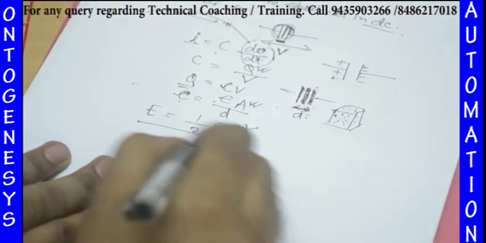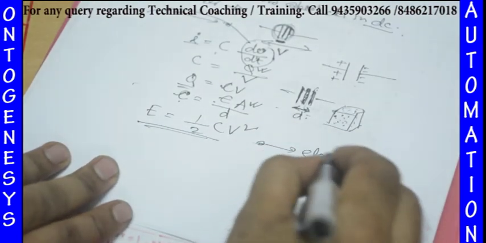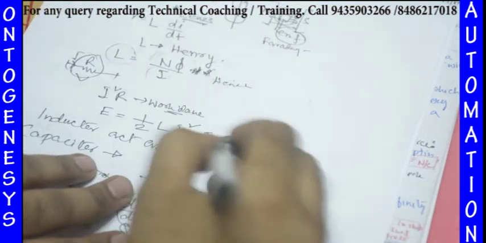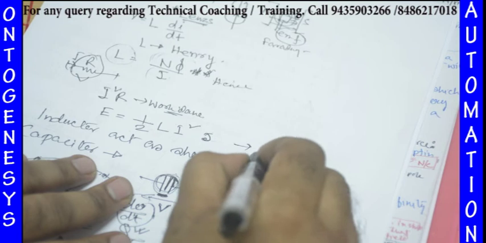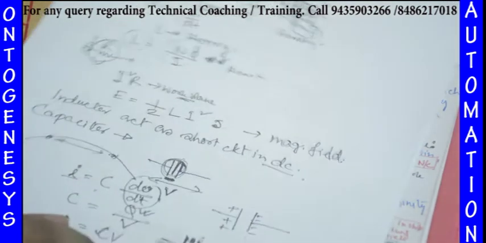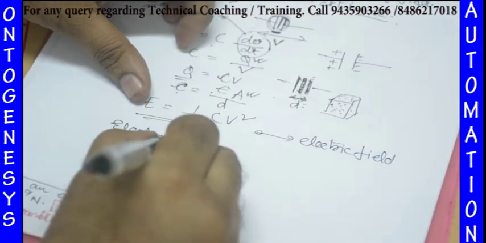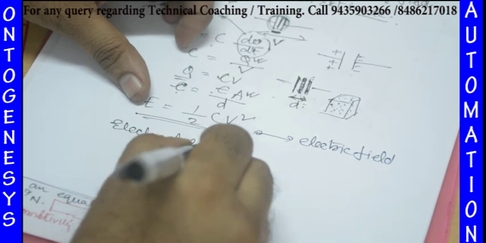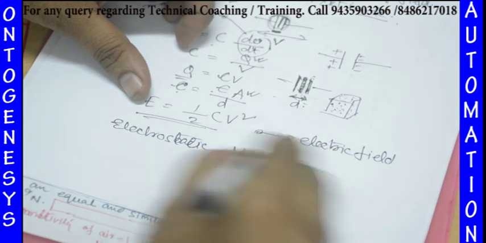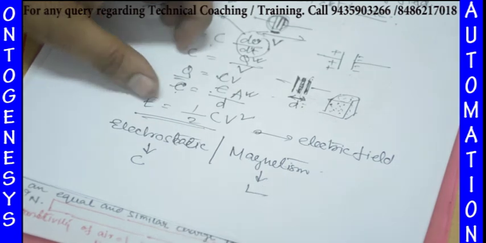This stores energy, and remember the capacitor stores energy in the form of electric field charge, and inductor stores energy in the form of magnetic field. Okay, we will have one more video on electrostatics and magnetism. We will understand all those things there. Electrostatics is related to your capacitor and magnetism is your inductor.